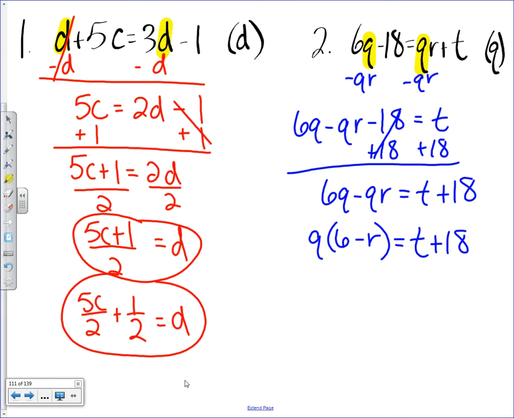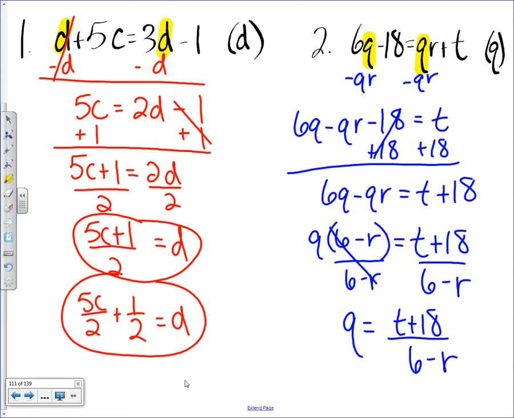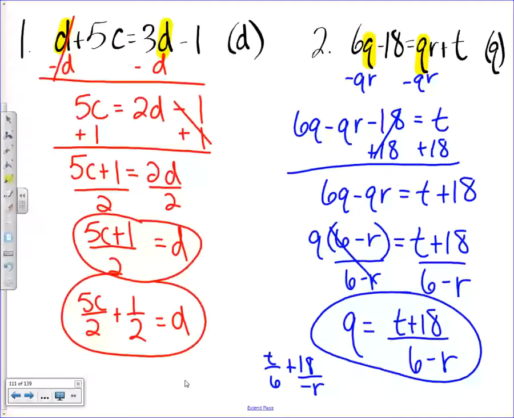Now, if I want to isolate the q, I have to get rid of the 6 minus r. It's being multiplied, so I'm going to divide by it, and I get q equals t plus 18 all over 6 minus r. You cannot split this thing into little fractions. You cannot tell me that q is equal to that. You're making up your math. You cannot split it that way. So please do not try.